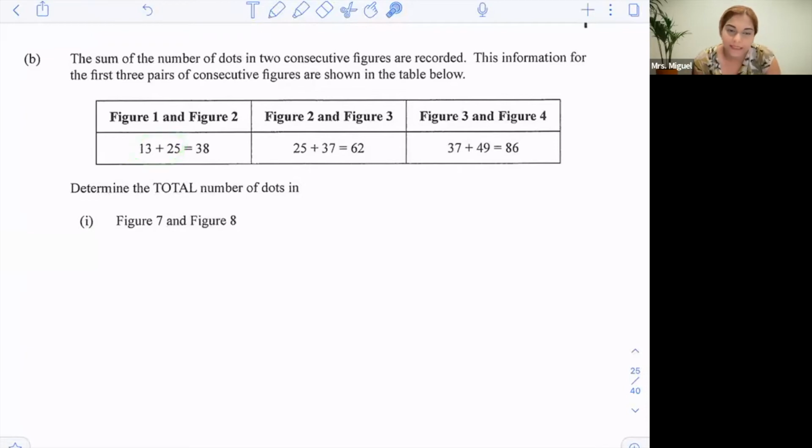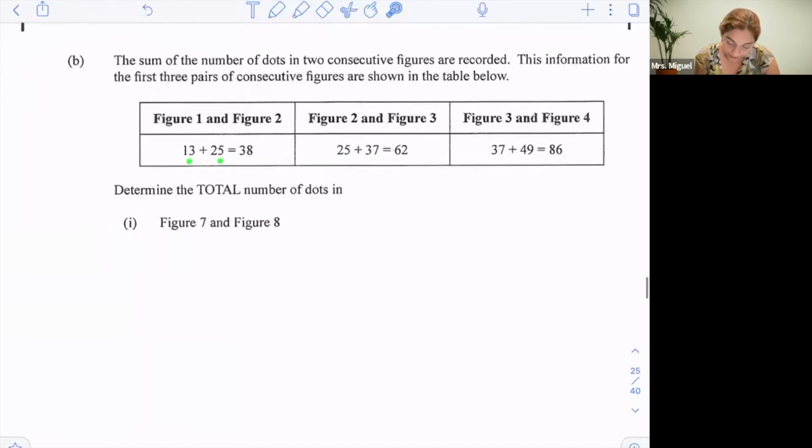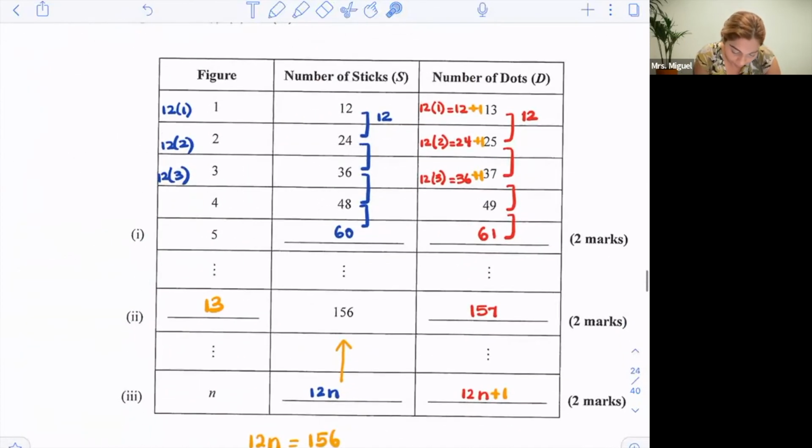But let's go back to the table and let's see how we could make sense of this. So they're saying for figure 1 and 2, they add 13 and 25. So figure 1, they add 13 and they add 25. You all see that?